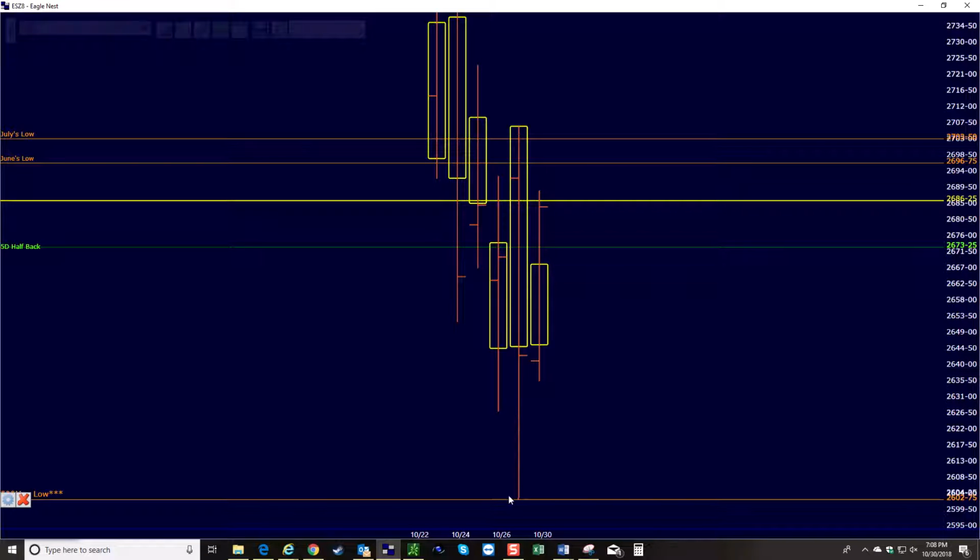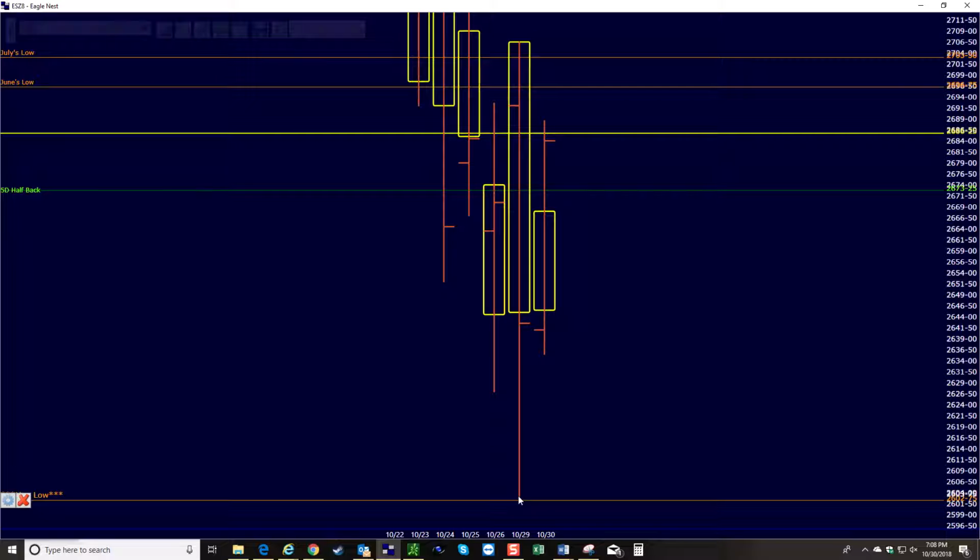This is the May low, so it's a tick above the May low. Something you want to pay attention to. Okay, so we have the value area, values unchanged. Let's go to the profiles.